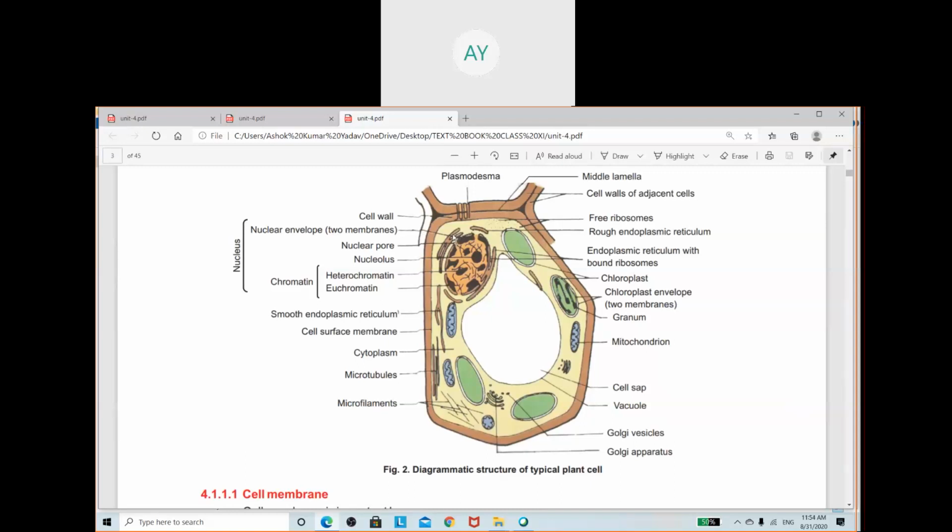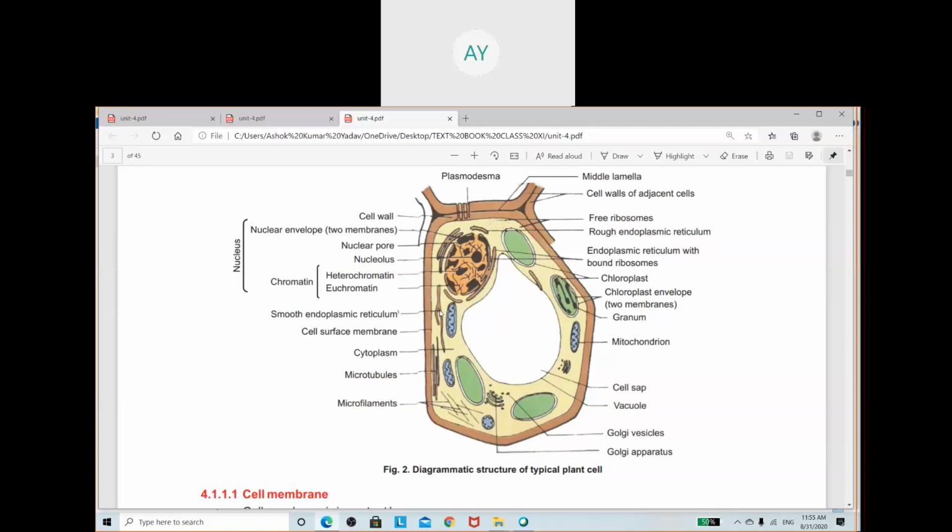This is the rough endoplasmic reticulum, and this is the smooth endoplasmic reticulum. There is a difference when you attach the ribosome. Ribosome is also an organelle, a smaller organelle. It is responsible for protein synthesis. So if it is attached on the membrane of the endoplasmic reticulum, then it is rough endoplasmic reticulum. If it is absent, then it is smooth endoplasmic reticulum.